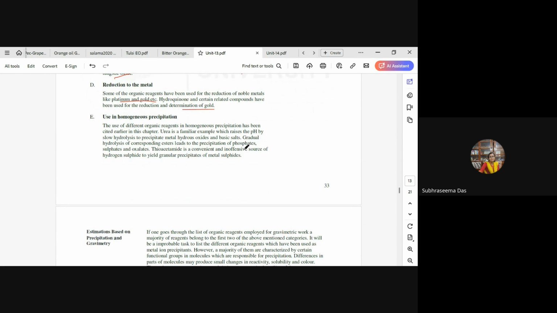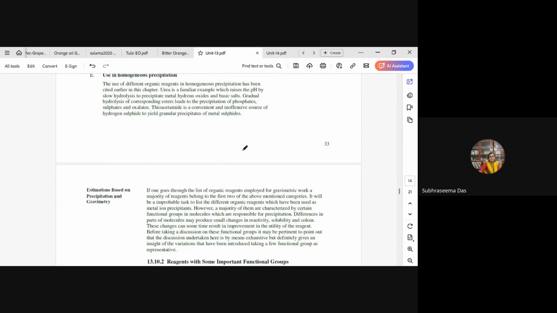And then coming to the use in homogeneous precipitation, the use of different organic reagents in homogeneous precipitation has been cited. We know urea is a familiar example, which helps raise the pH by slow hydrolysis to precipitate metal hydroxides and basic salts. Gradual hydrolysis of corresponding esters leads to the precipitation of phosphates, sulfates and oxalates. Thioacetamide is a convenient and inoffensive source to produce H2S, which gives larger particles of different metal sulfides.